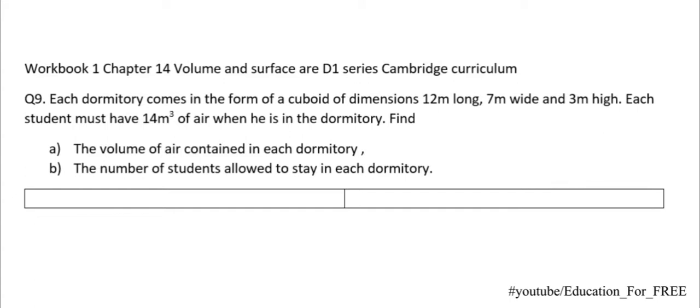So in question number 9, they say each dormitory comes in the form of a cuboid of dimensions 12 meter long, 7 meter wide and 3 meter high. Now what is a dormitory? A dormitory is a kind of hall in a school or hostel for residence of students, and I'll show you a picture which will clear your understanding. The beds are laid over each other, and one dormitory is designed for a number of people to live in.